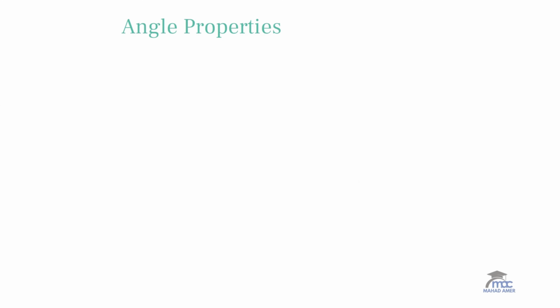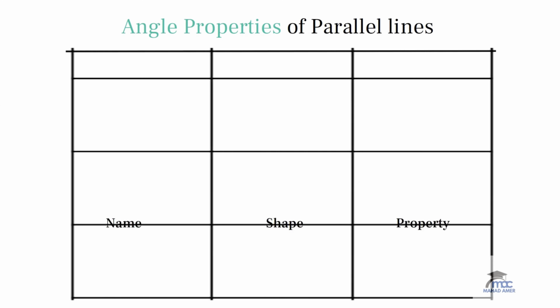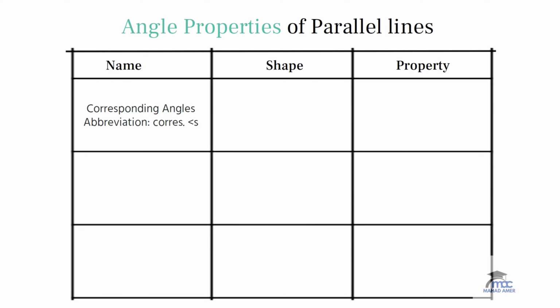Now let's move on to angle properties of parallel lines. First, we need to discuss the corresponding angles. For corresponding angles, let's take an example of these two parallel lines. The angle P will always be equal to angle Q because they are corresponding. Likewise, in this case, angle C will be equal to angle D because they are corresponding to one another as well.